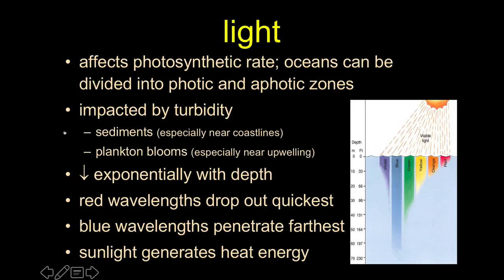Another thing we need to touch on briefly is light. So I mentioned before that visible light goes through the water. Visible light, what you and I call white light, is comprised of a range of wavelengths. First and foremost, we talked about the photic and the aphotic, where the light is, where the light isn't. The first thing to say, in terms of heterogeneity, is that turbidity has a huge impact on light.